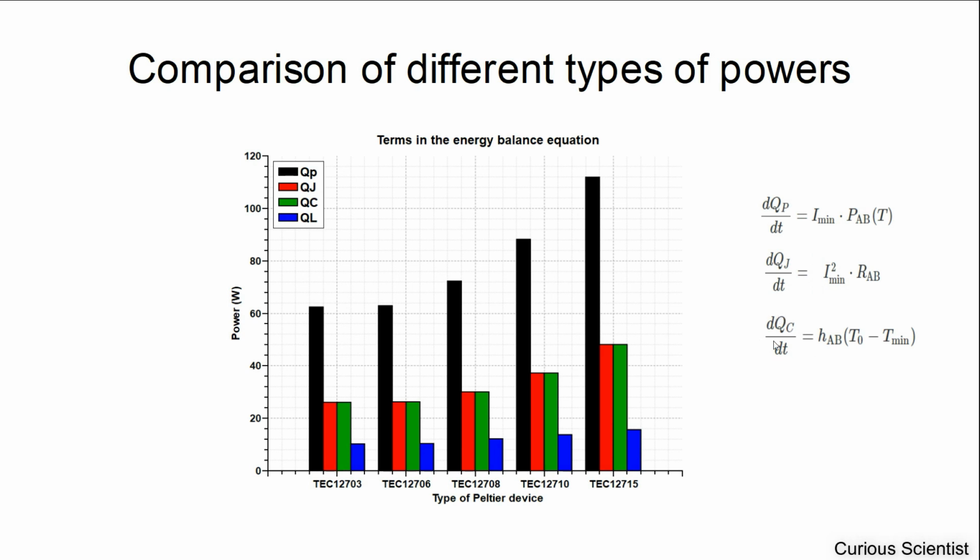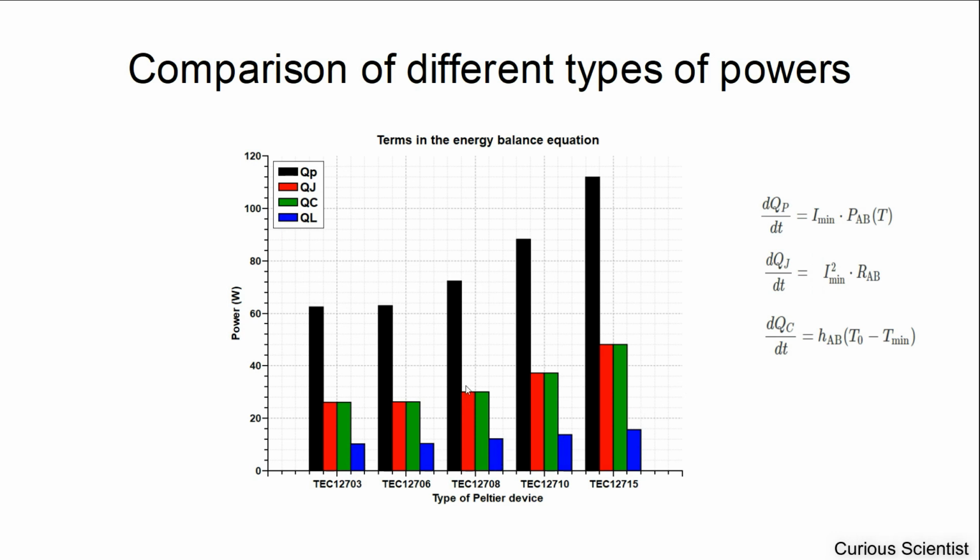And then the last thing, which is not listed here, is the dq over dt, not the capital dQ but the small dq. That is the blue box, and that is basically the heat loss due to the environment, so the heat which is seeping into the cold side from the environment due to the lack of isolation. And you can see that that is not a big contribution, it's like 10 watts, but still it's there and it can be decreased.